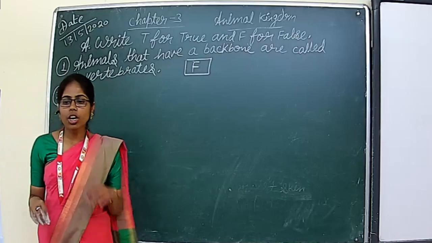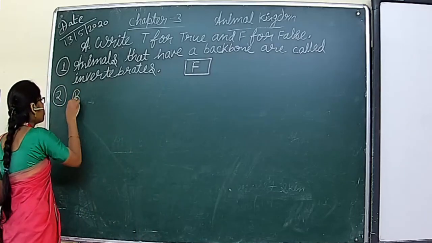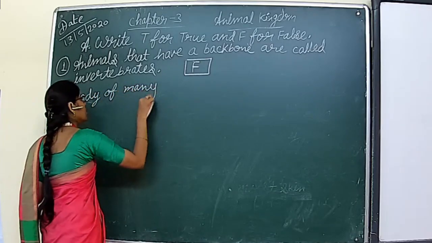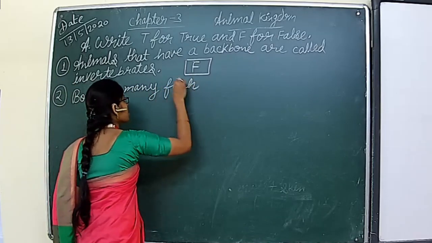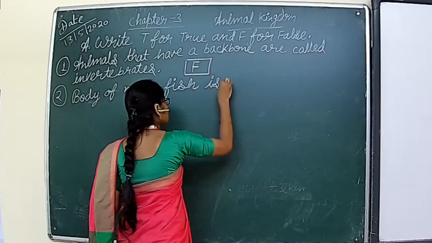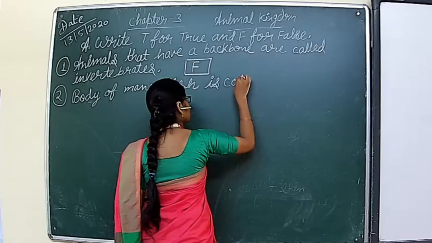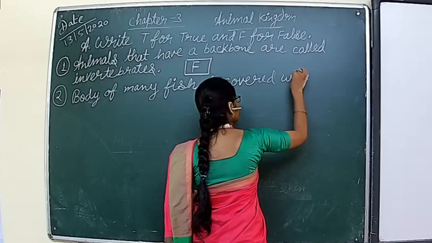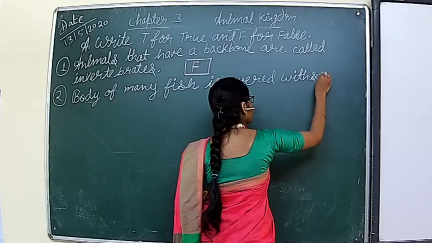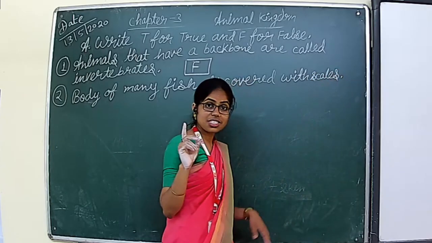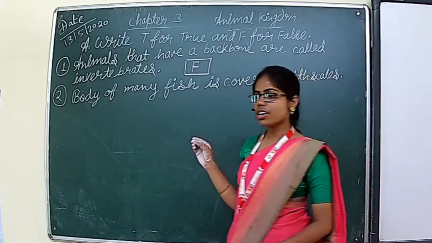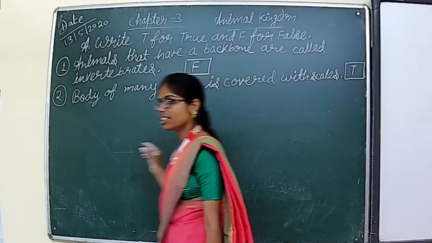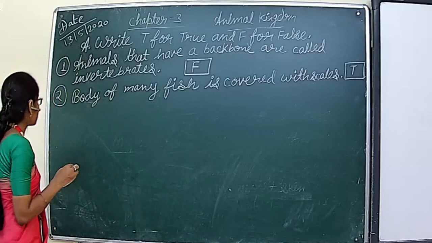Now moving to question number 2. Body of many fish is covered with scales. It means it is correct. Now only we discussed the fish. So what do we have to write? T. Please do it. Don't miss it. Now we will move to the next question.